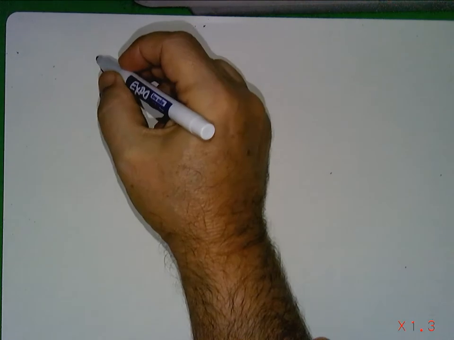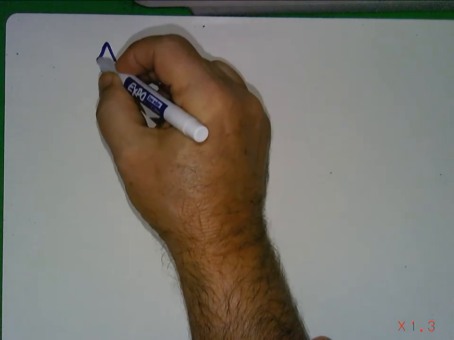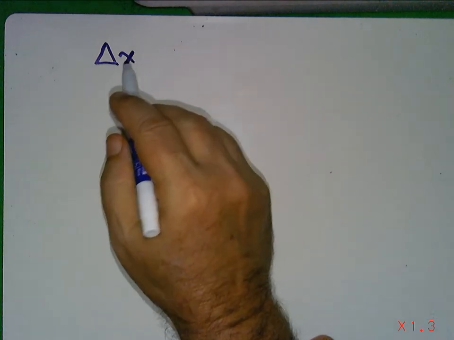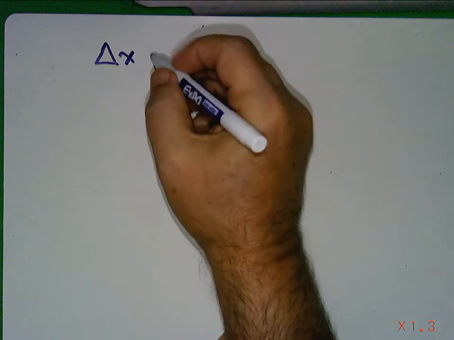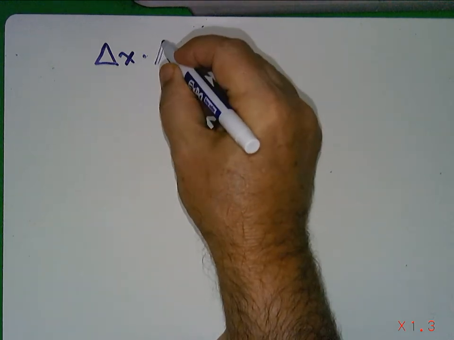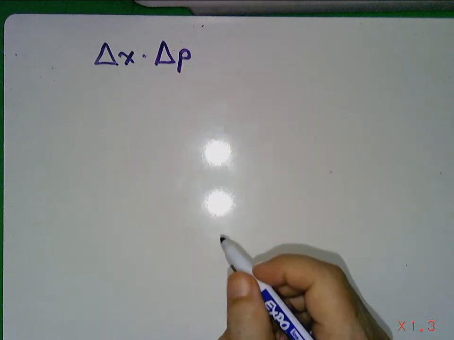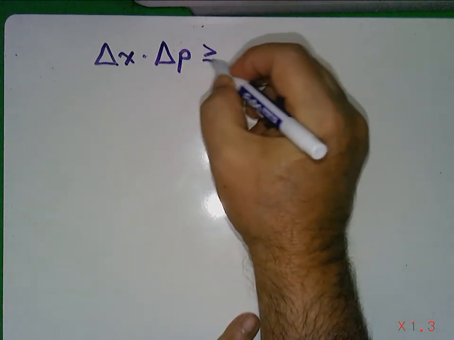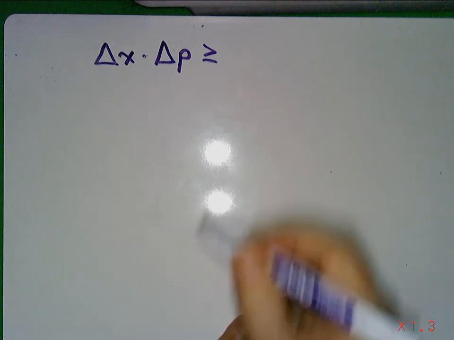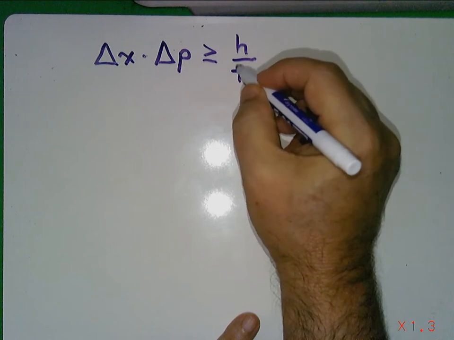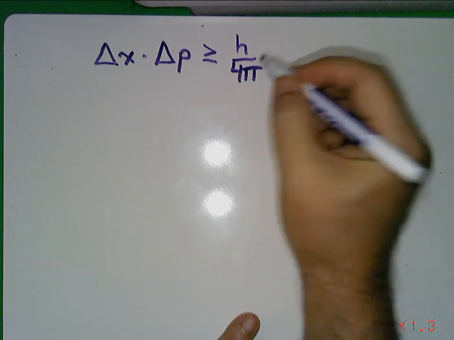If you write down the uncertainty principle in math, you can say the uncertainty in the location, this is the uncertainty in the location, that's what that symbol means, times the uncertainty in the momentum, that's got to be bigger than or equal to a small number. The small number happens to be Planck's constant over 4 pi.